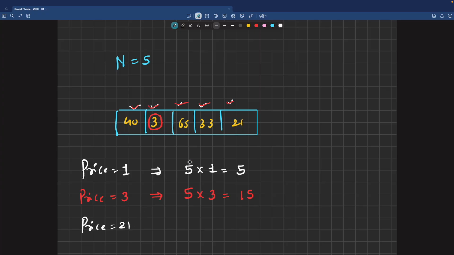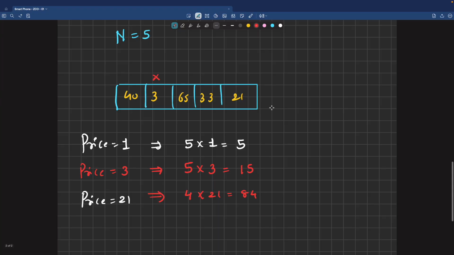let's try to make the price as 21. Again, every person will be able to afford it except the one who is having a budget of 3. So this person will not be able to afford it. Other than this, the remaining people will be able to afford it. So how many people we have? We have number of people as 4. So 4 people buying at a price of 21 will be equals to 84.